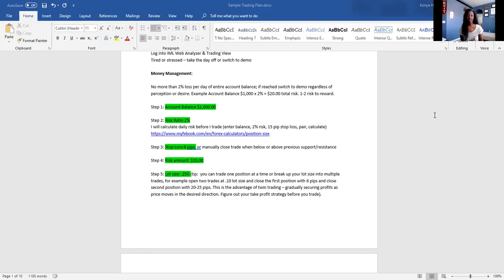So if you have a $1,000 balance, you want to risk only 2% of your account balance. You want to have an 8 pip stop loss, for example, if you're a scalper like me who uses tight stops. Your total risk for the day would be $20. So this risk calculator is going to give you the suggested lot size that you should be using. For example, if it gives you a 2.50 lot size, you don't have to use the entire 2.50 on one position. You can break that up into multiple trades.